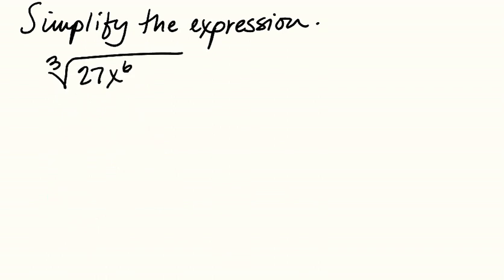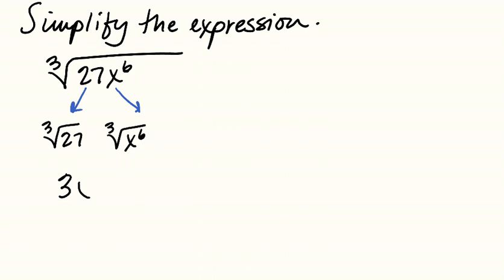Okay, the third root of 27x to the 6th, again, I'm going to split that off into the third root of 27 times the third root of x to the 6th. And okay, the third root of 27, either you just know that that's 3, or maybe you run that through the calculator. Either way, no big deal. It's 3. And then the third root of x to the 6th, we're going to divide the power by 3, so 6 divided by 3 is 2. So it's 3x squared.